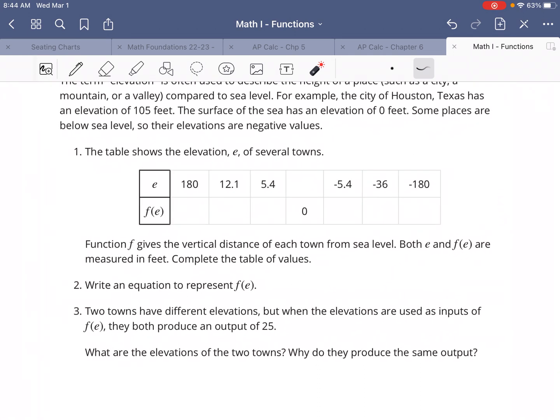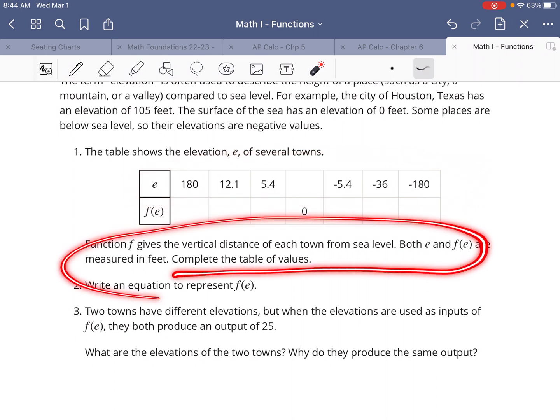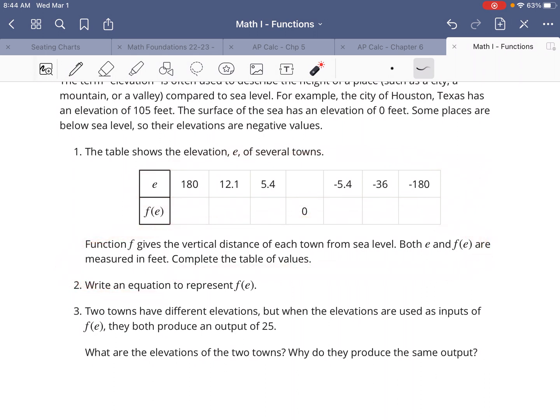The table shows the elevation E of several towns. Function f gives the vertical distance of each town from sea level. Again, distance cannot be negative. So, how far from sea level is 12.1? Well, it's 12.1. How far from sea level is negative 180? Well, it's 180. Write an equation to represent f of E.